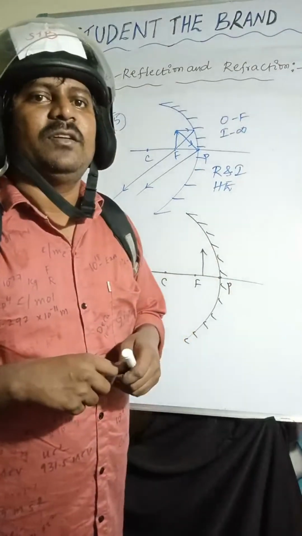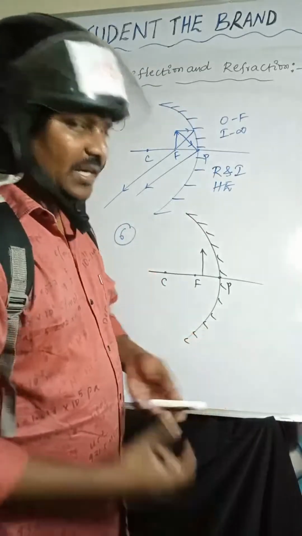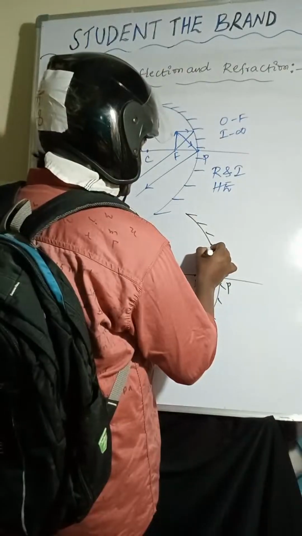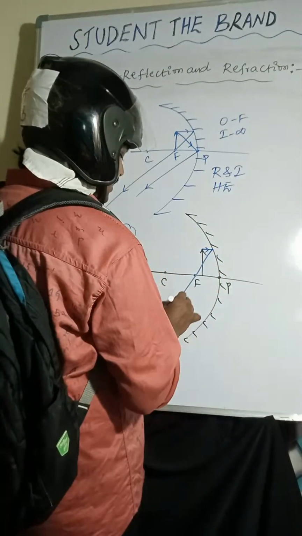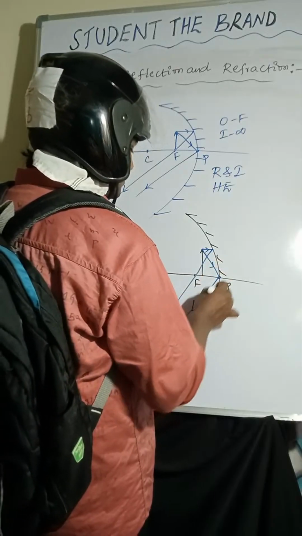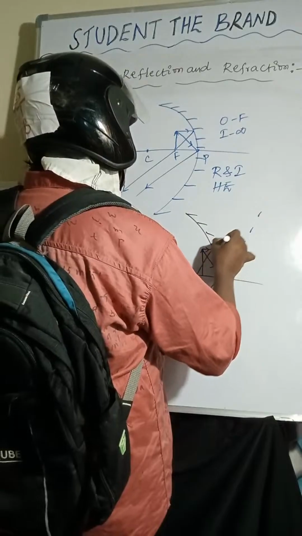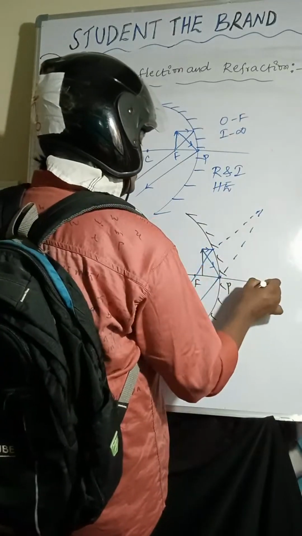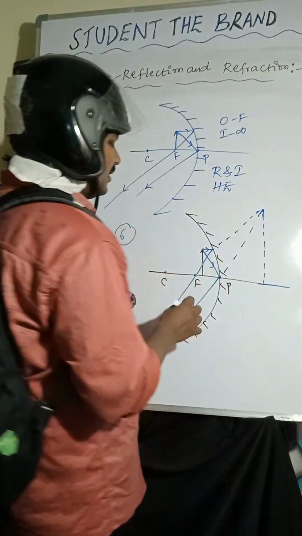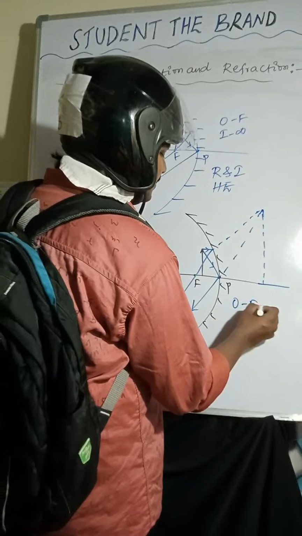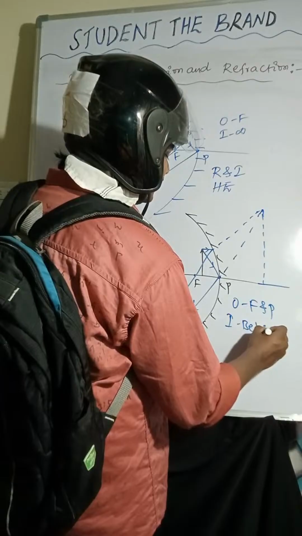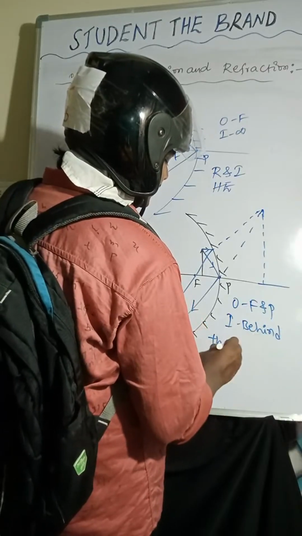How many light rays are required to form the image of the object? Minimum 2 light rays, right? So one light ray I am taking like this, it passes through focus. Another light ray incident at the pole, it reflects back. If you extend these light rays, they will meet here. So image will form here. Object is placed between F and P, image will form behind the mirror.